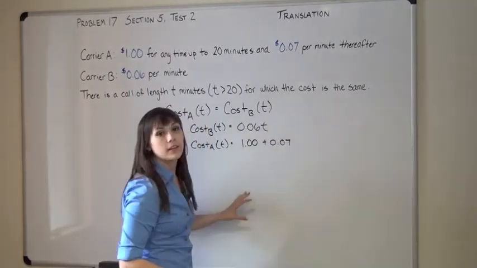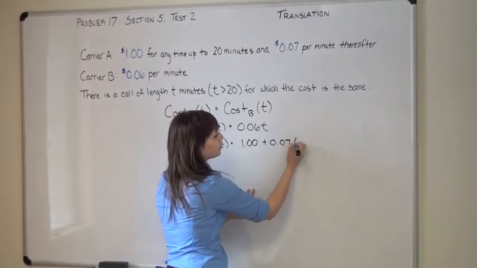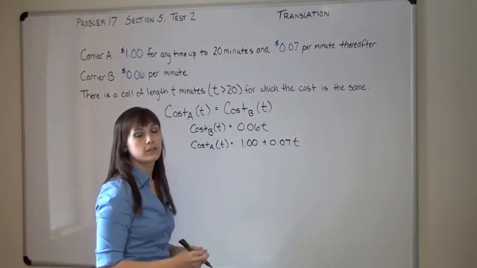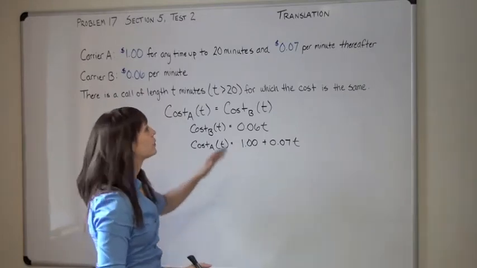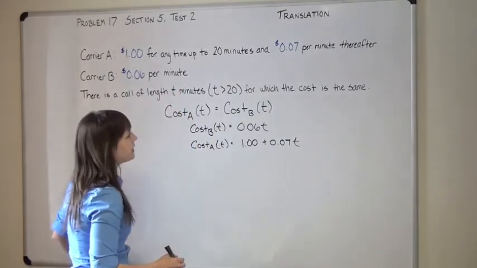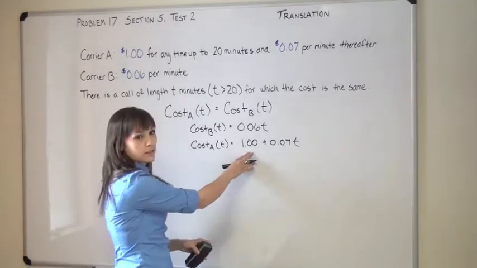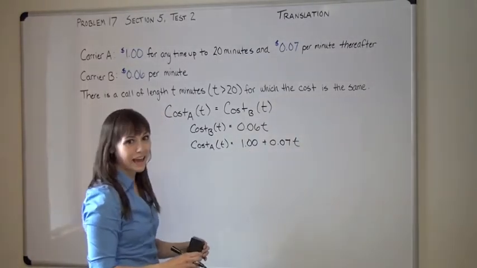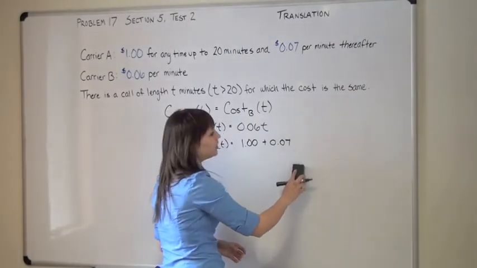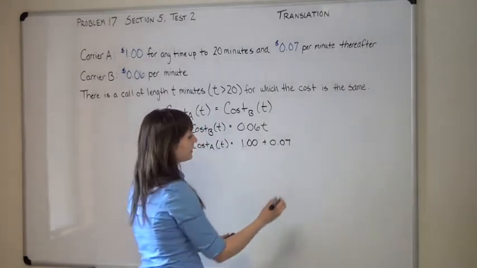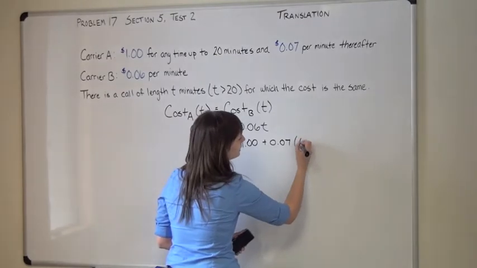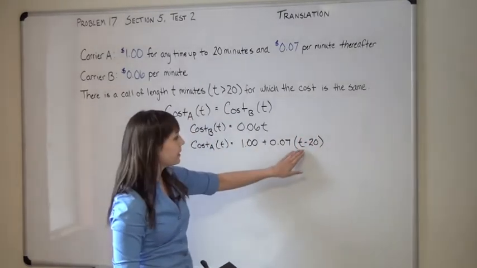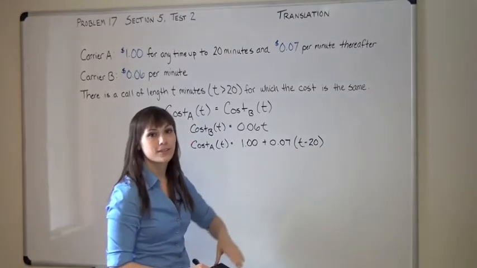But be careful, it's not just 0.07 times t, because that would imply that you're also being charged that 7 cents per minute for the first 20 minutes as well. And that's not true. The $1 is the cost of the first 20 minutes. We're only interested in how long you kept talking after 20 minutes passed. So in order to represent that mathematically, we'll write t minus 20. And that way you're only getting charged for the amount of time after the 20 minutes have already passed.